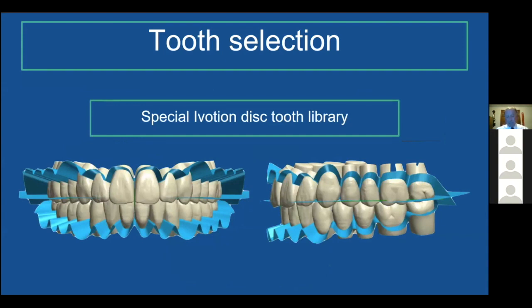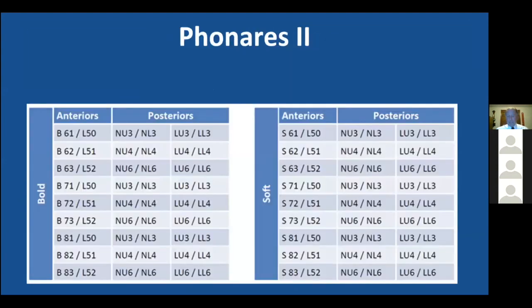With the Ivotion disc, we have a very special tooth. It's called the Ivotion tooth. It is based on the Phonares 2, and it's going to expand to other molds as well. But right now we have the Phonares 2, and soon we'll have the Vivadent S DCL, which is going to be very exciting as well.